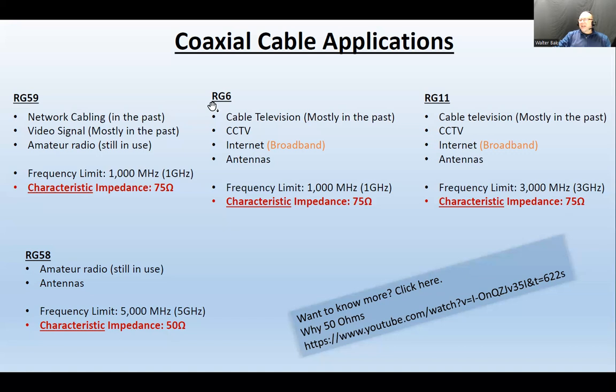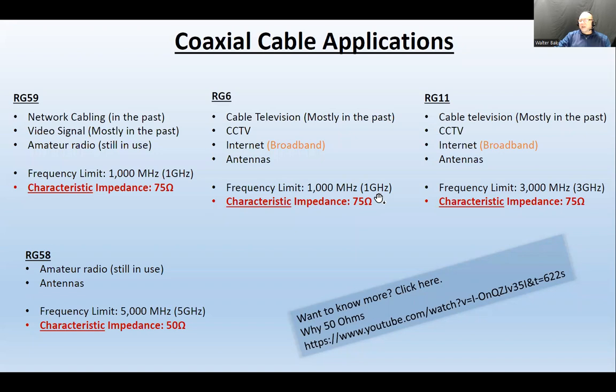Now RG6 is also used for antennas, to provide signal between transmitters and antennas. And here's the thing, there's a frequency limit, which is the bandwidth of the cable, meaning how much frequency it can handle. What does that mean? Frequency limit is how high a frequency you can pass through this cable so that it is still understood as a signal on the other end. The frequency limit of RG6 is 1000 megahertz, and in brackets I put 1 gigahertz, because 1000 megahertz is 1 gig.